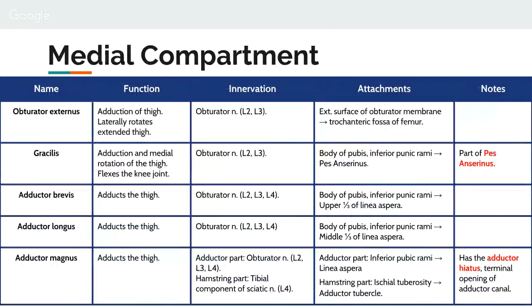Medial compartment, all obturator nerve stuff here, except, clinical relevance, your adductor magnus has dual innervation. So that's your adductor part is obturator nerve, hamstring part is the tibial part of sciatic. Just remember sciatic, it's much easier. And it has an adductor hiatus in it. You guys would have seen that in dissections and stuff.